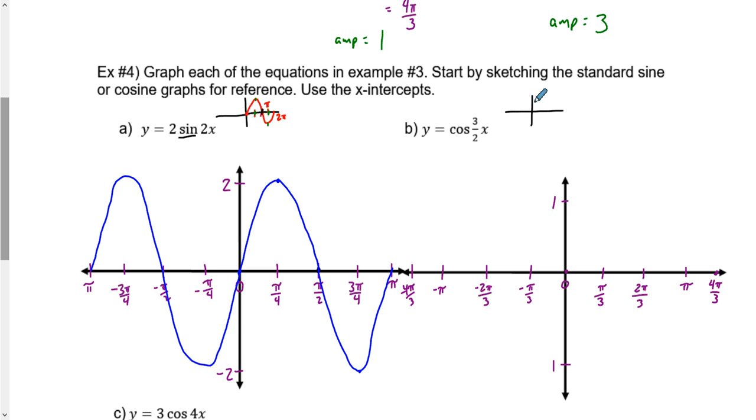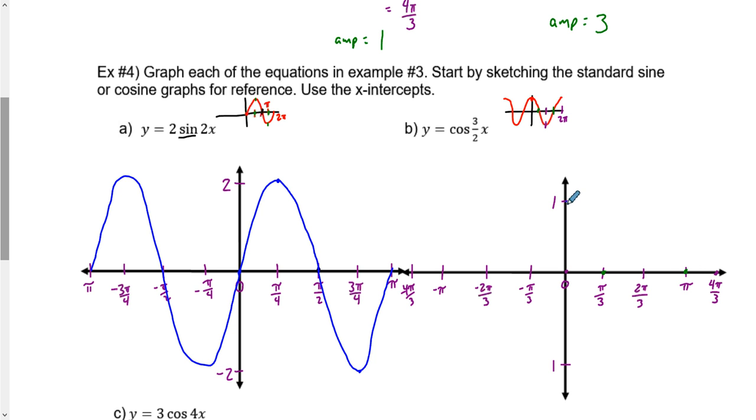A cosine graph starts up at 1, goes down, and back up. Obviously, backwards, it would still continue on and on. Its normal period is 2 pi. Halfway in between on this one, it actually hits its lowest point. Halfway in between here and here, it crosses the x-axis, and halfway in between here and here, it also crosses the x-axis. So we're going to do that same kind of characteristic here.